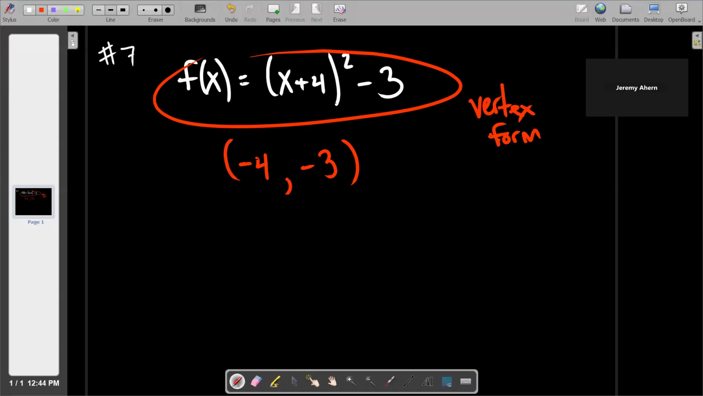So notice how I took the opposite of +4 because I'm trying to effectively center out that argument. I think to myself, what squared, how can I force that squared part to be 0? And that's where the -4 comes from. The -3 is just a vertical shift. So there's no tomfoolery with that.